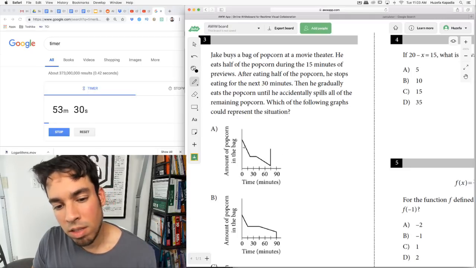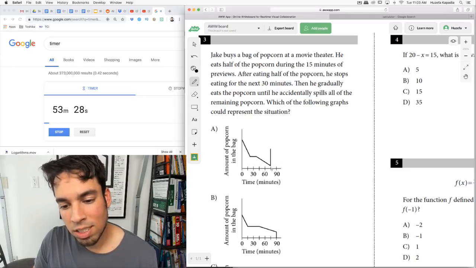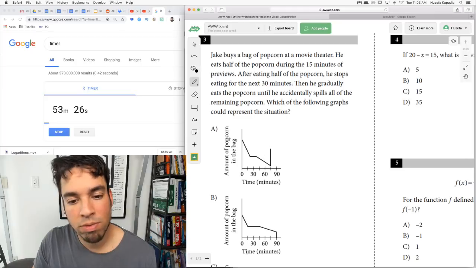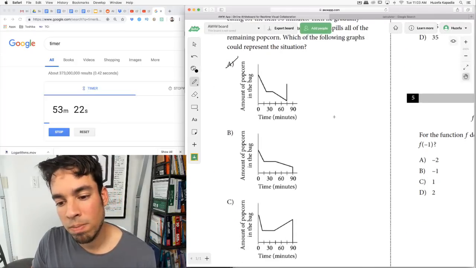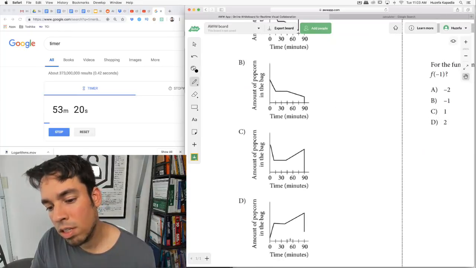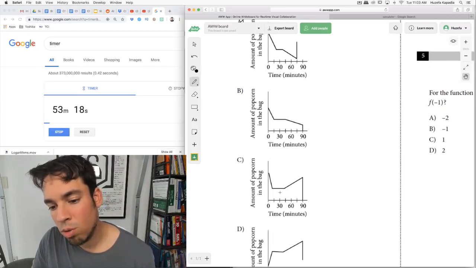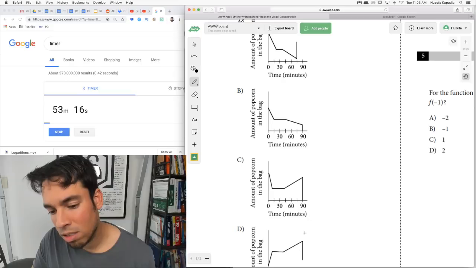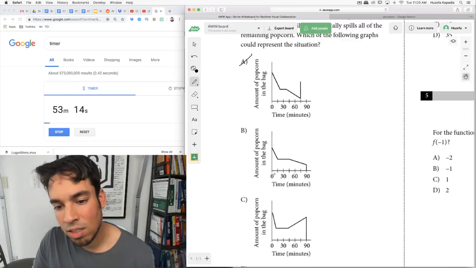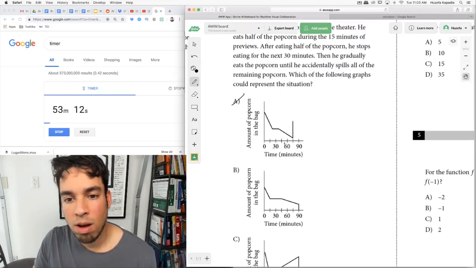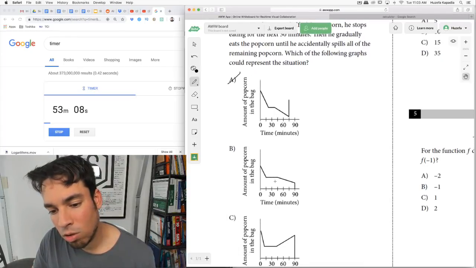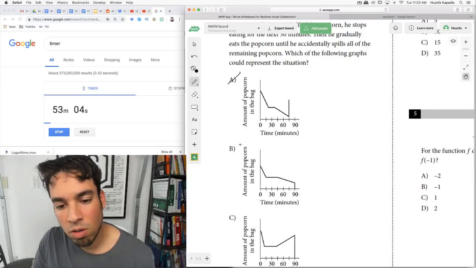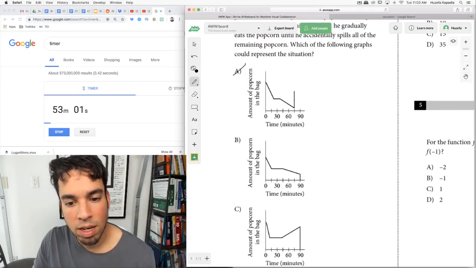Okay, this one is immediately out because this is not spilling. This is all of a sudden refilling the popcorn, so that makes no sense. Now let's see this next one. These two just don't make sense because this would imply that he got more popcorn in at some point, which they never said he did. He's eating it, so the amount of popcorn should be dropping, right? So he eats a bunch for 15 minutes, then for 30 minutes he doesn't eat anything, and then he gradually eats more and then spills it. So I can already say that B has to be the answer.